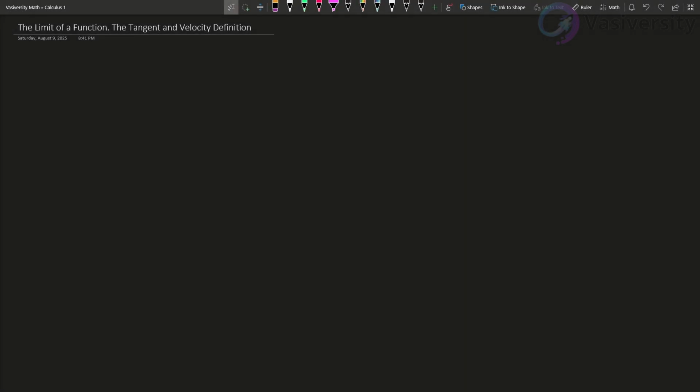Today we're going to be doing the limit of a function, tangent, and velocity definition. Alright, so let's go ahead and start first with tangent and velocity. The word tangent essentially comes from a Latin word, tangus, which meant touching. Thus, a tangent to a curve is a line that touches the curve. Right, and so let's take a look at a few examples.